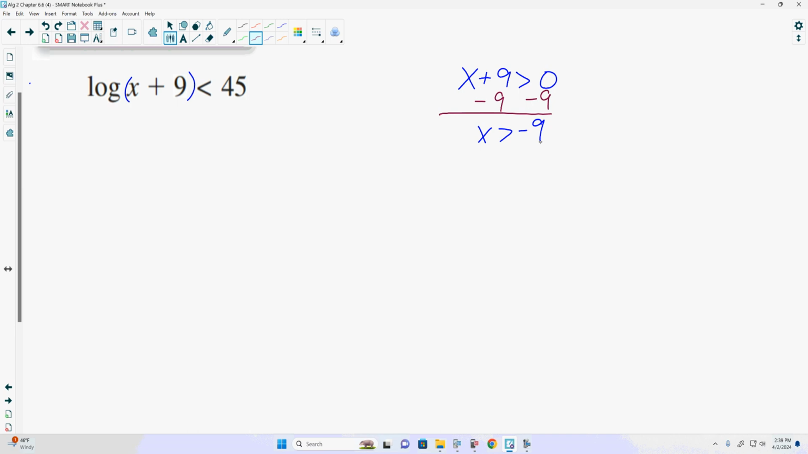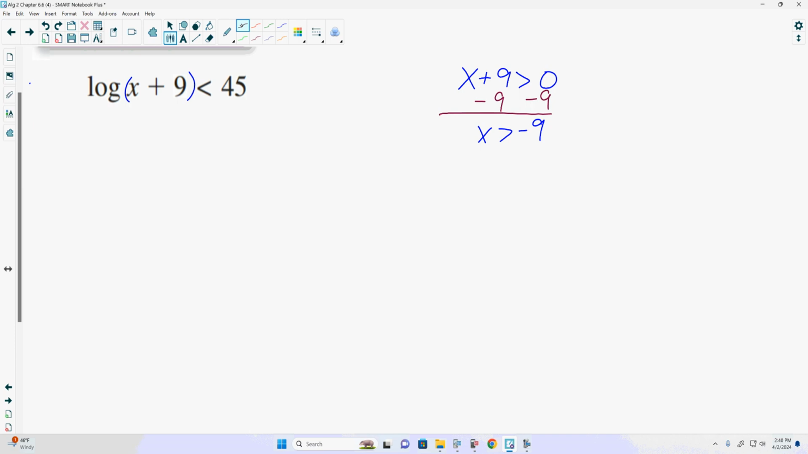Because for how this is set up with the parentheses, if x is negative 9, what's inside that log would be 0. Anything smaller than negative 9 would cause what's inside the log to be negative. And even if we had negative 8, well, negative 8 plus 9 is 1, so that still works. Questions on this here before we solve for the value of x?